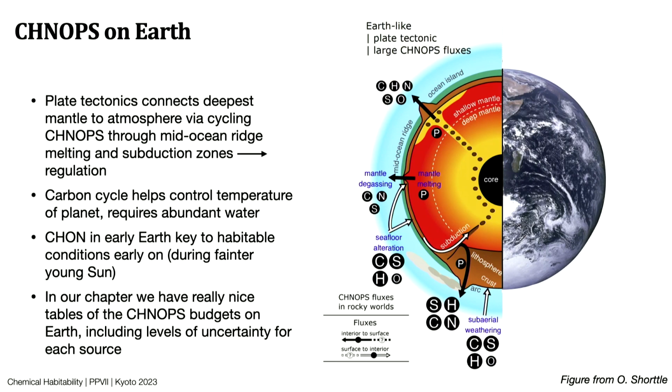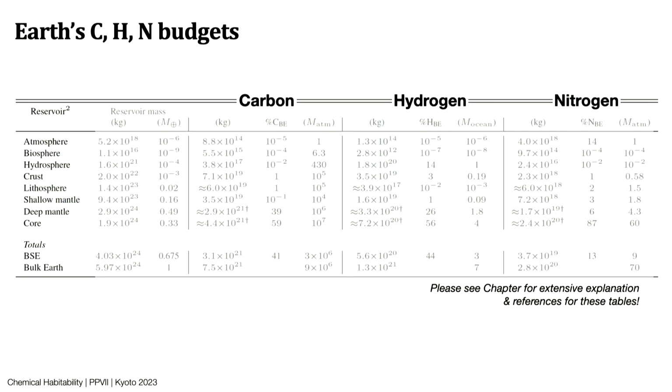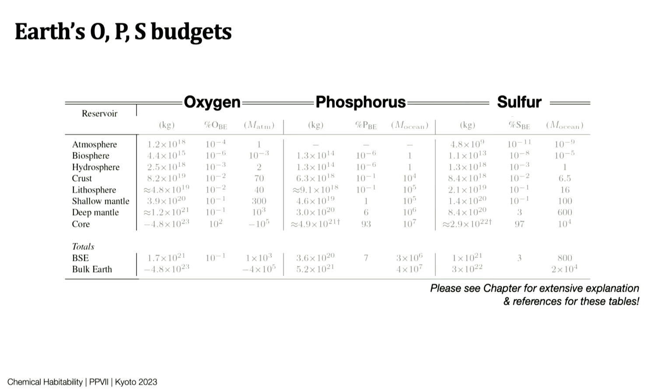In our chapter, we have a really nice set of tables that outline the different SHNOPS budgets on the planet, including levels of uncertainty. I don't have time to go over them here, so I'm just going to flash them really fast, and I blurred out the numbers so you can't try to read them. So I just wanted to give evidence that they are there and you should use them.